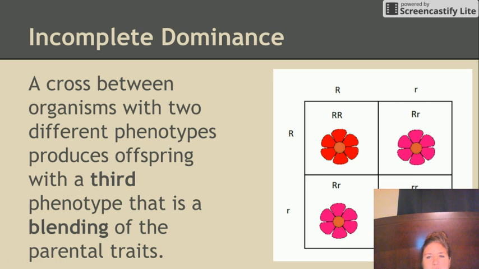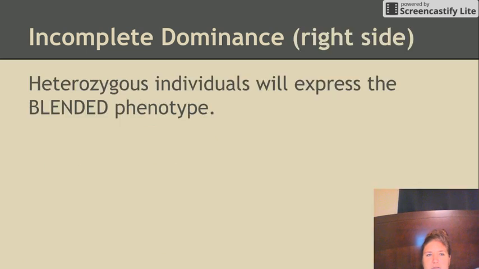Another example shown here, if you were to cross two heterozygous flowers, so these would show the blended, this would be pink and this would be pink, with each other. Any of the homozygous dominants would be red, any of the homozygous recessives would be white, but any that remain that heterozygous genotype would be that mix between the red and white and exhibit this pink quality. And this is the blending that occurs with incomplete dominance. So with incomplete dominance, the thing to remember is that heterozygous individuals will express the blended phenotype.